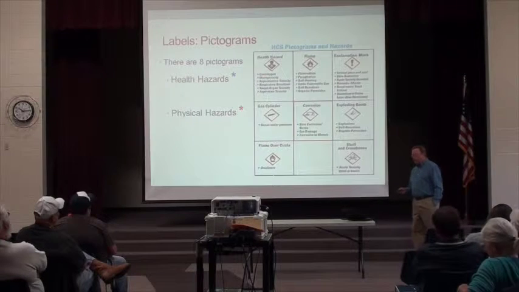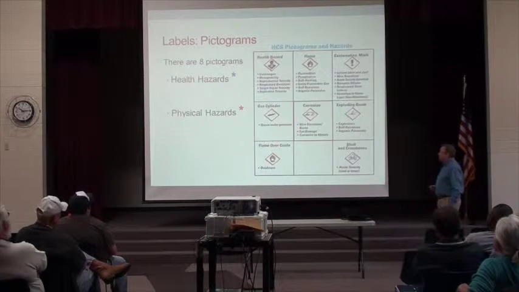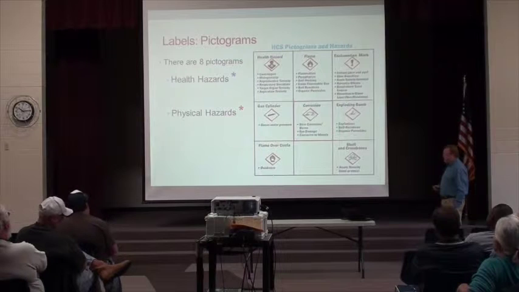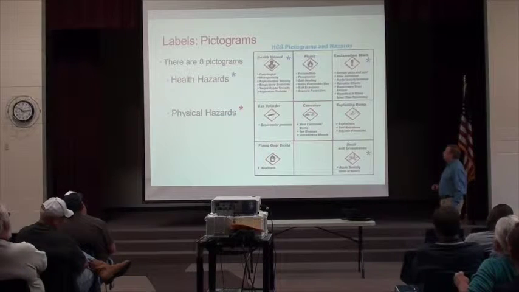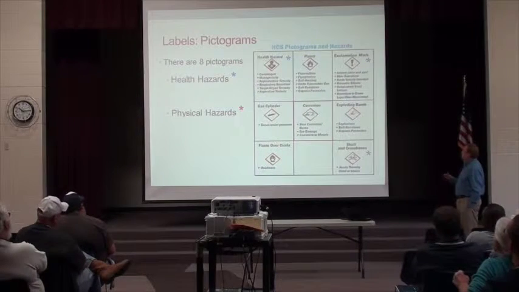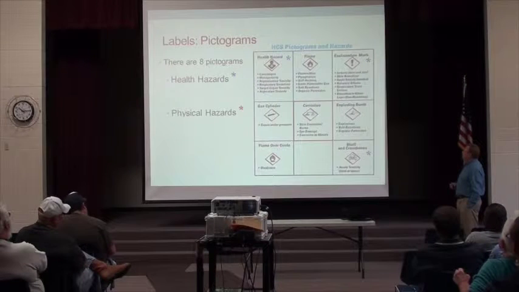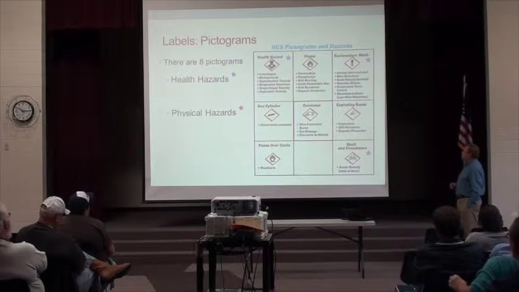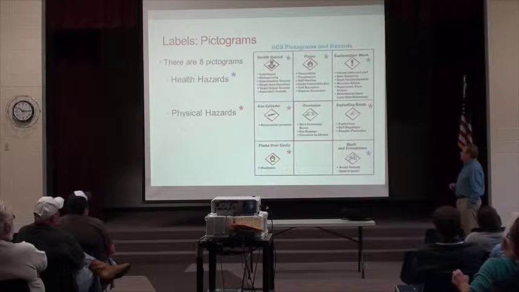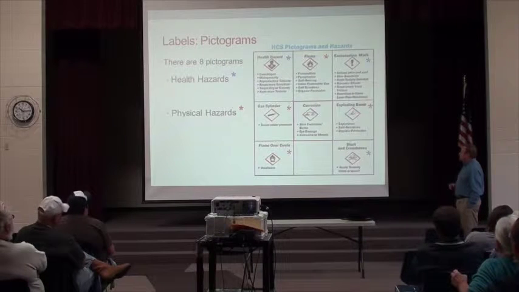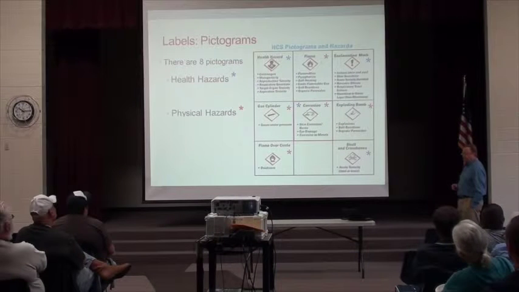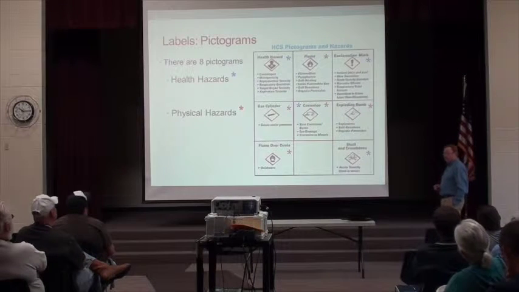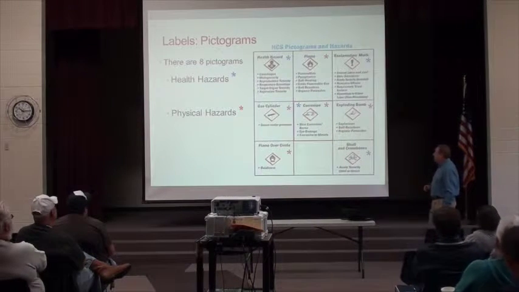There are 8 pictograms. Some of them are for health hazards, some of them for physical hazards. There are ones that are health hazards with the blue star. These have health hazards. And then the ones with the red star are physical hazards. And then the one in the middle is corrosive. It could have both a health hazard and a physical hazard combination.